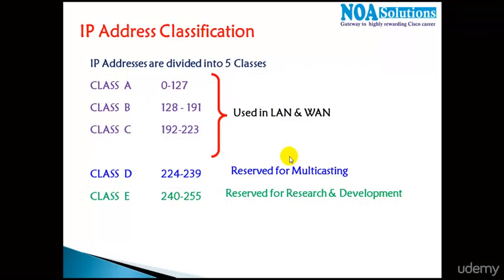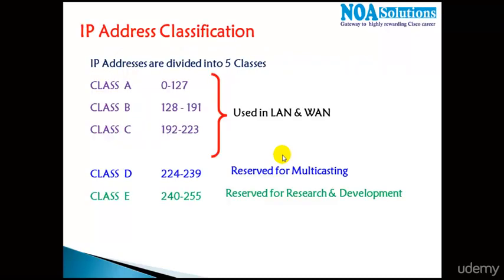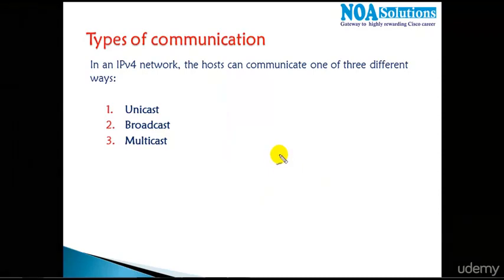Let's try to understand what exactly multicasting is first. Before that, we need to understand the different kinds of communication that happen in your network. There are 3 different kinds of communication which generally happen in IP version 4: unicast, broadcast, and multicast. These are 3 different kinds of communication which happen in your network.